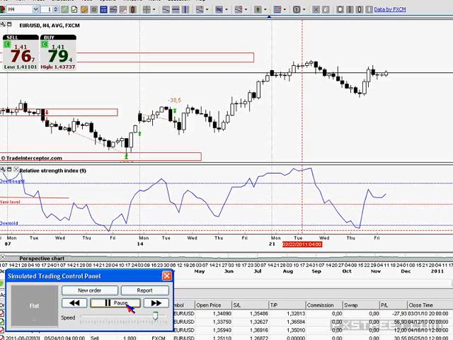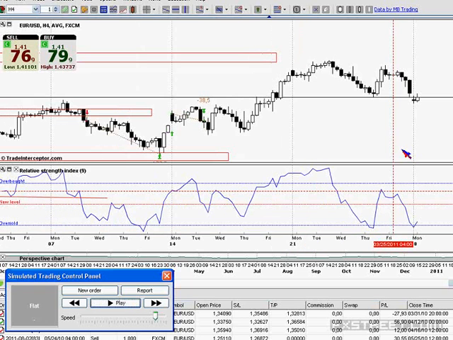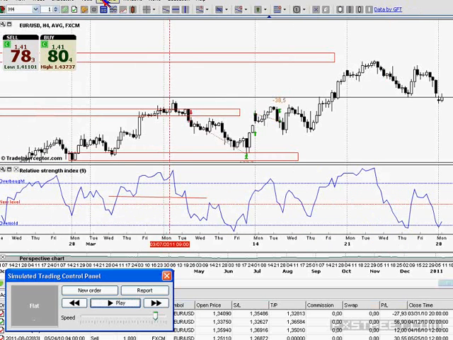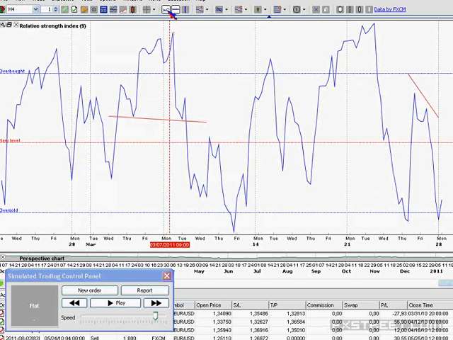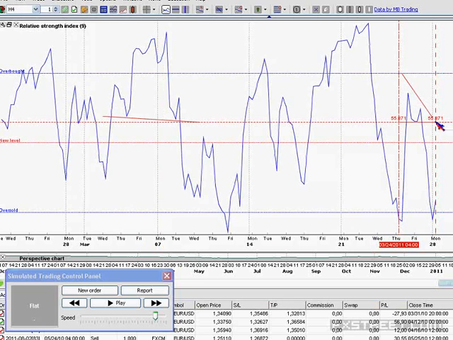Okay, let me pause here. Here we had what could be a swing failure. Okay, we see the signal would have been the breach of this horizontal line.